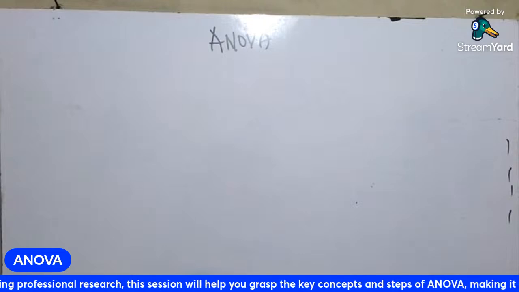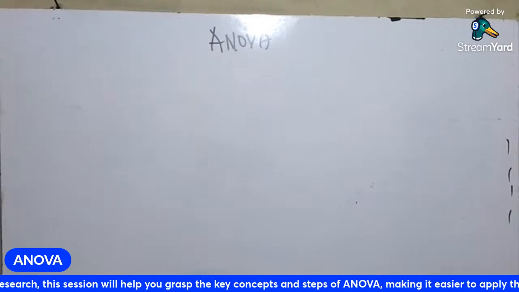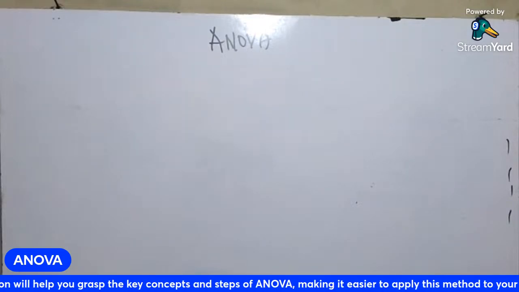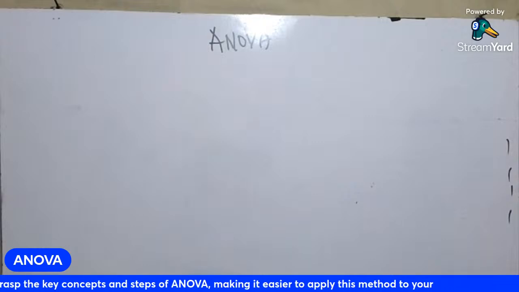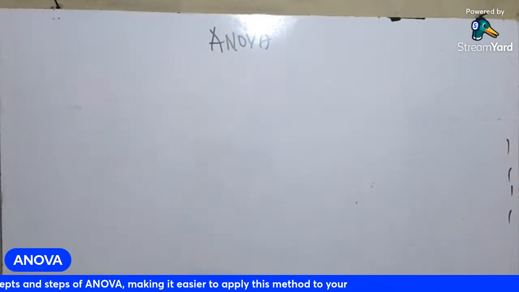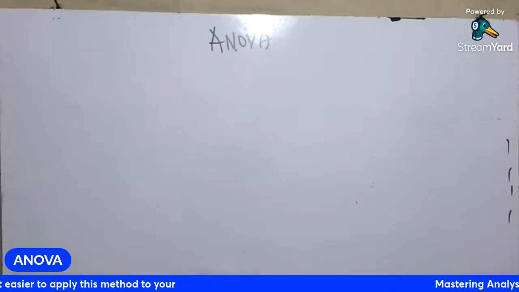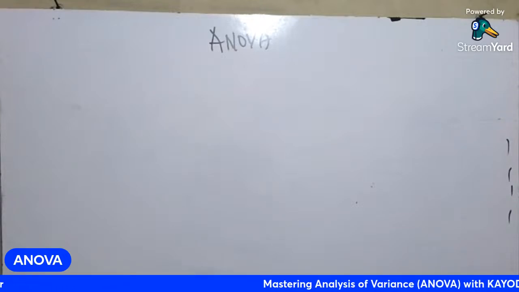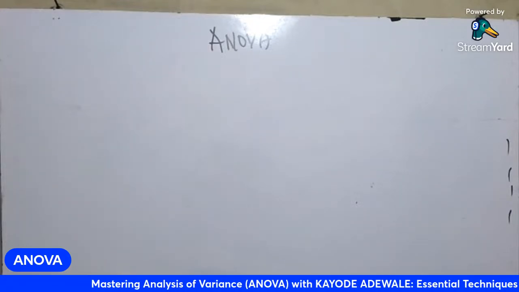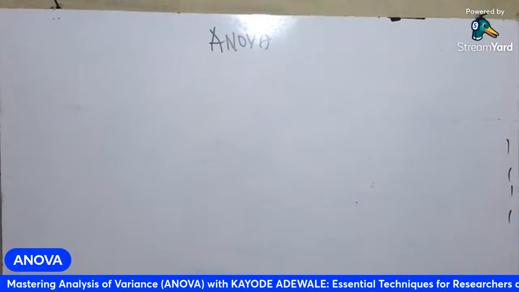So we want to first of all look at those steps or those procedures that you follow when you want to use analysis of variance. We'll be looking at them one after the other. But before we look at it, what is analysis of variance itself? What is analysis of variance? Like I said, at what point do we use analysis of variance?